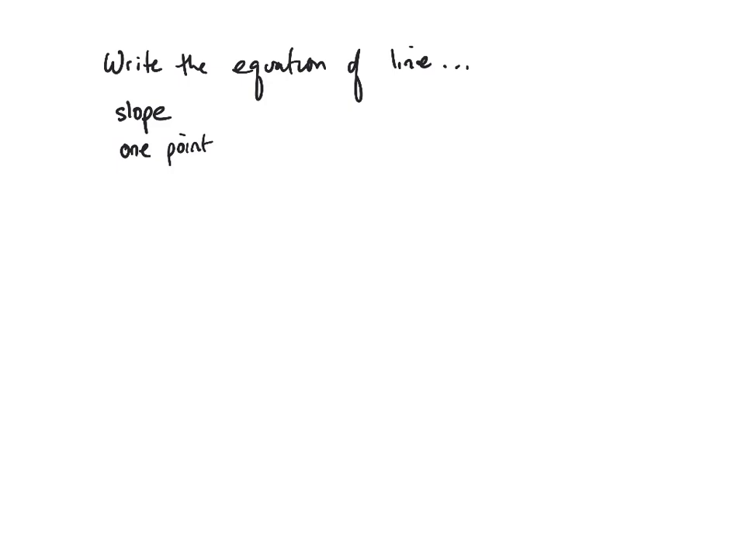That may come from various pieces of information. I might give you a graph, I might give you 2 points, and you can use them to find the slope. But eventually, before you start writing, you have to make sure you know the slope and you can identify any random point that is on the line.